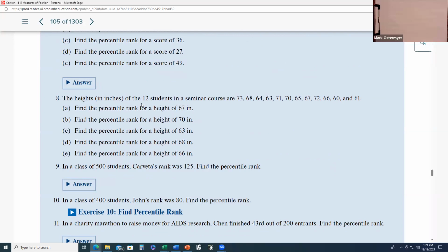The heights in inches of 12 students in a seminar course are given as such. And notice these heights, unfortunately, are not sorted. You agree? They're not in order. So probably the first thing we should do is put these data points in order here.